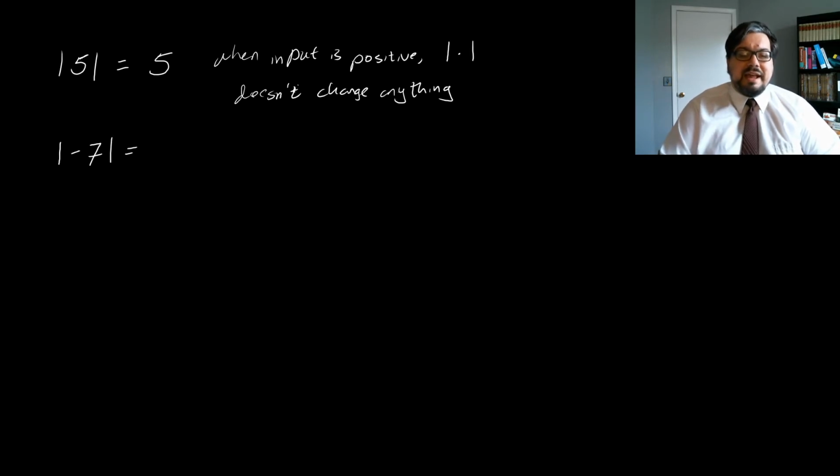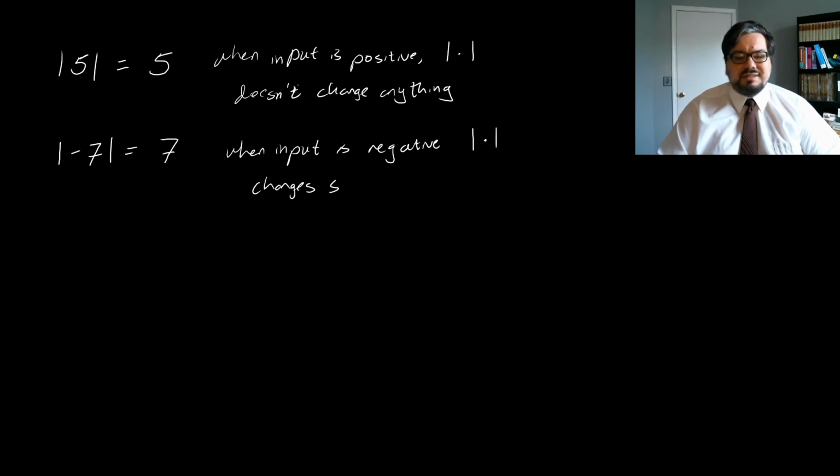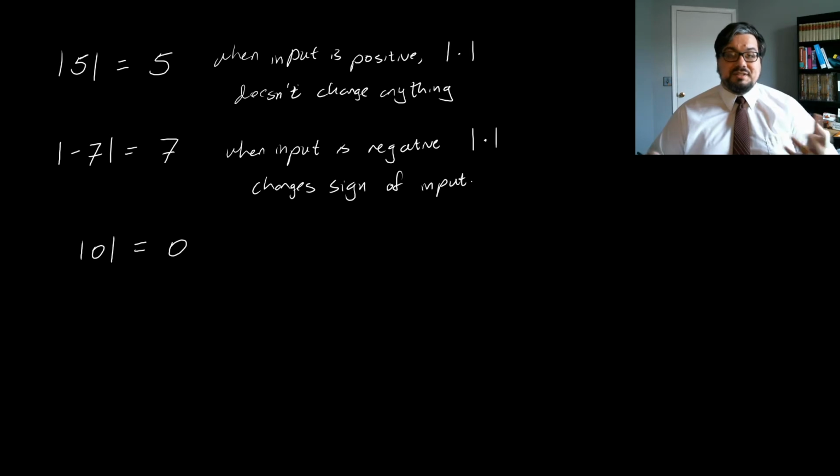The absolute value of -7, on the other hand, this is the distance from the point -7 to 0 on the number line, and it's going to be 7. So when the input is negative, the absolute value changes the sign of the input. So the input was -7. The absolute value of that is just 7. The absolute value of 0 is just 0, and that's because the distance from 0 to 0 on the number line is itself 0.